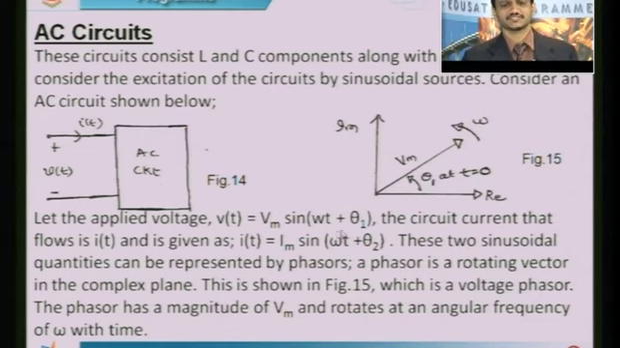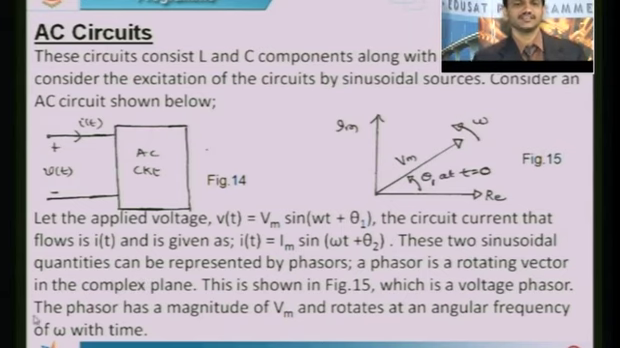So if the excitation is sinusoidal, then even the responses will be sinusoidal of the same frequency. What is going to change is the amplitude and the phase. So let the applied voltage be v(t) = Vm sin(omega t + theta 1). The circuit current that flows is i(t) = Im sin(omega t + theta 2). The amplitude and the phase would be different in the case of the response, whereas the frequency will remain the same as omega. Now these two sinusoidal quantities can be represented by phasors.